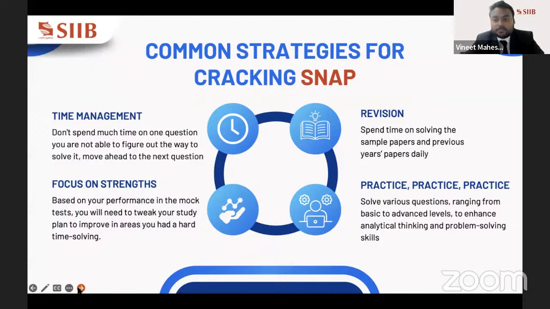Last point is practice. You need to practice as many mocks as you can. We know that there are multiple management entrance examinations that you might be a part of. We know there might be multiple mock series that you might have had with your subscription model and with the MBA mock sets that you have.